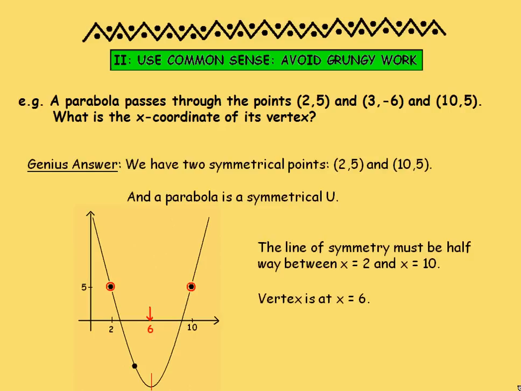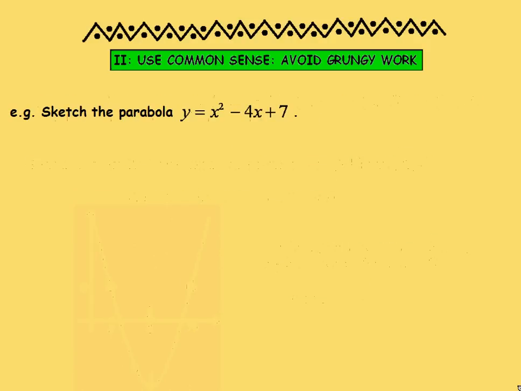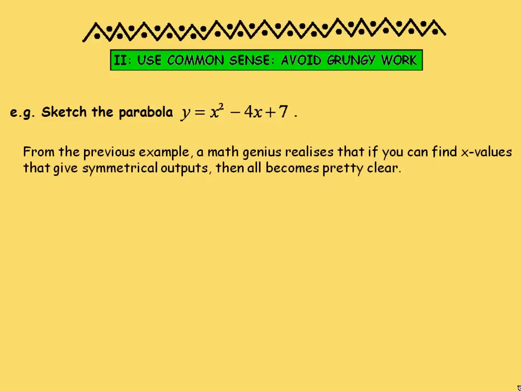In fact, this is actually the power of visualization again. Draw a picture and so much becomes clear. Pictures can help you avoid the grungy work. I love it. How about this one? Sketch the parabola x squared minus 4x plus 7. I'm not quite sure what the standard ways we teach kids to do this. I mean, I guess we're beyond plotting points, which is fine. No shame in plotting points. But let's be clever. Here's how a genius might think.